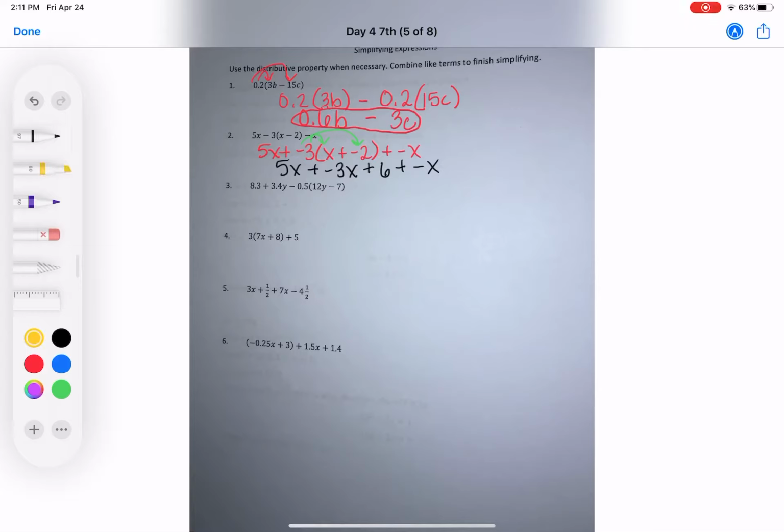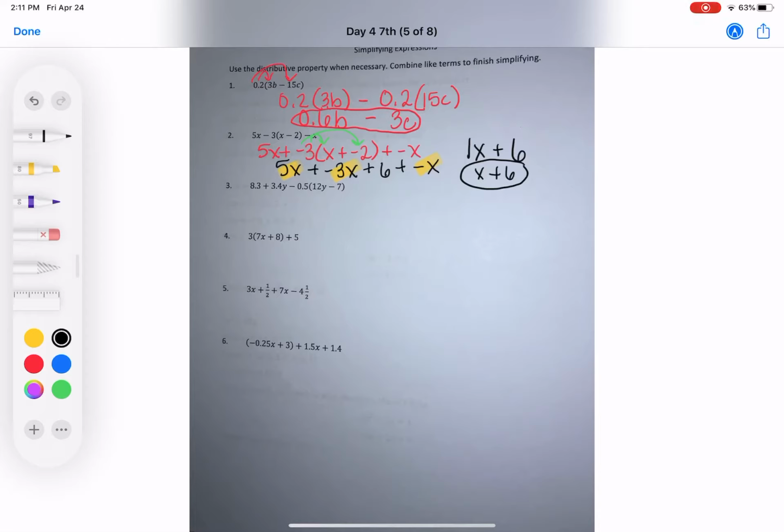I have 5x, negative 3x, and negative x. Now, if you remember, any variable that does not have a number in front of it is going to have 1 as its coefficient, because 1 times any number is itself. So 5x plus negative 3x, those are unlike signs, so we're going to subtract, which is 2x. So 2x plus negative 1x, again, unlike signs. So 2 plus negative 1, or 2 minus 1, is 1x plus 6. You can also write this as x plus 6.